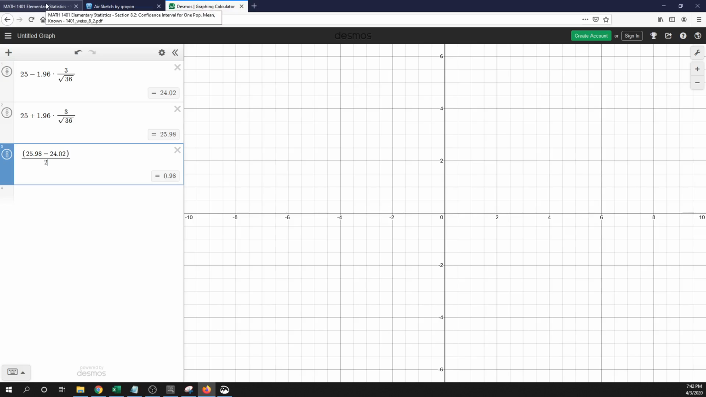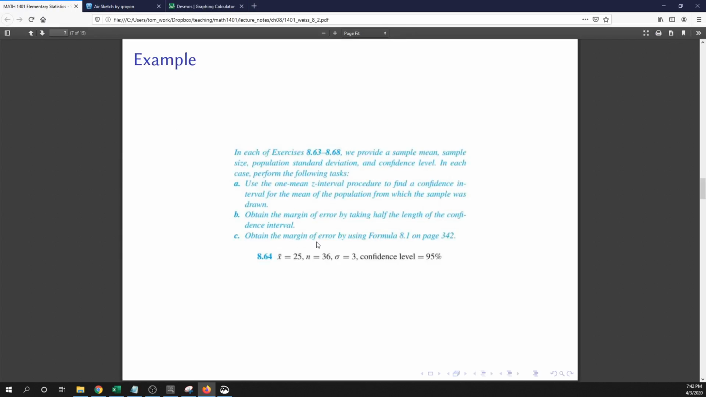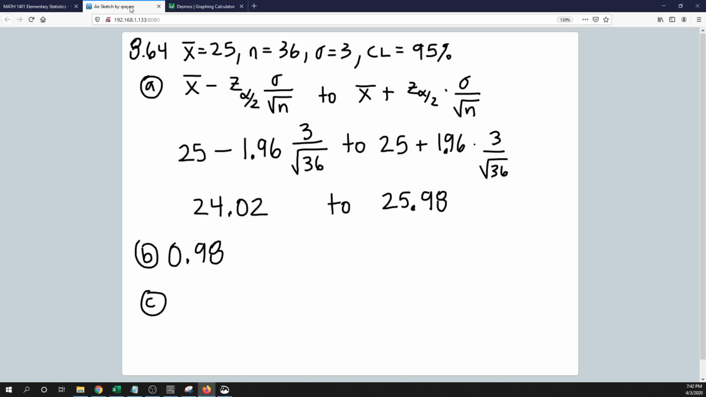All right, and let's see. Part C, it says obtain the margin of error by using formula 8.1. That formula is E equals Z of alpha over 2 times sigma divided by square root n. Right, that's this part of the formula for the confidence interval.